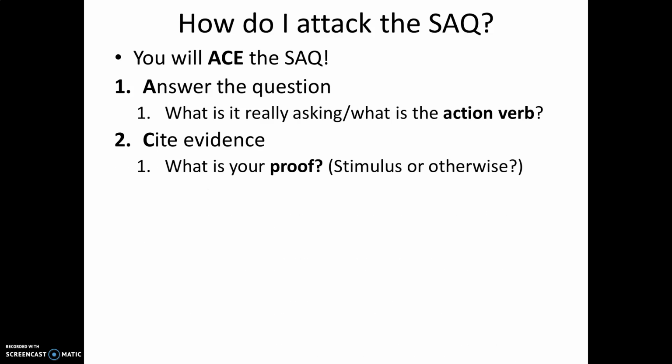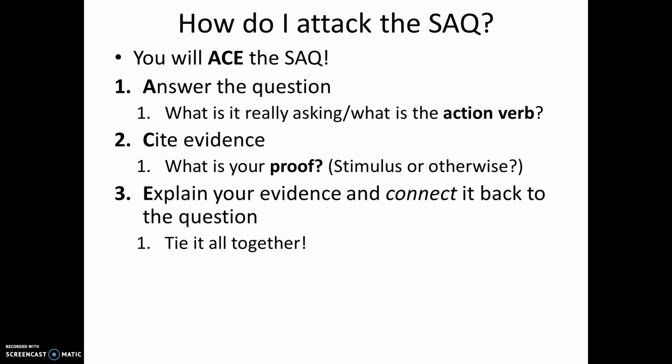C, cite evidence. What is your proof, stimulus or otherwise? It's not enough to quote. Go beyond quoting. All right, your evidence must go a little bit further than saying the author said this, which is why you have to explain your evidence and connect it to the question. This is when you tie it all together.